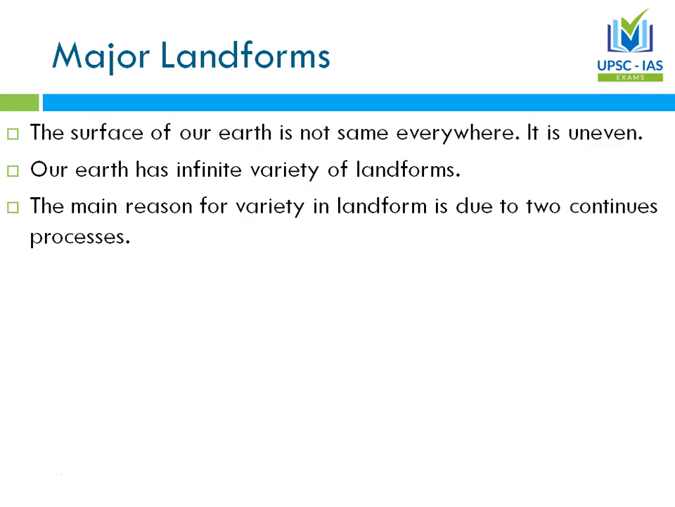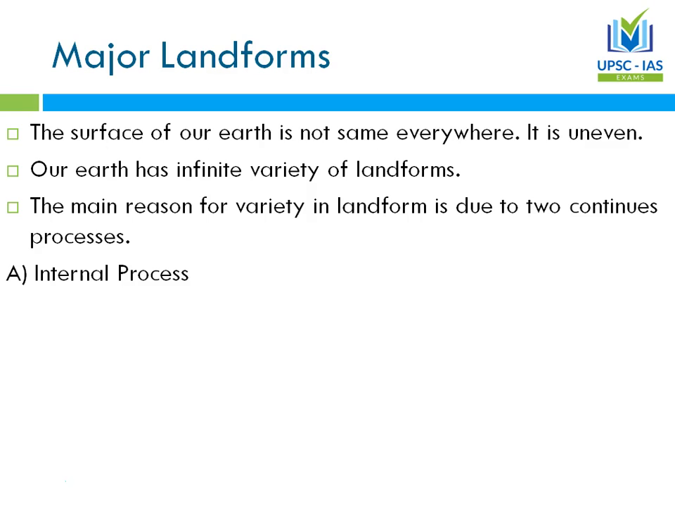Now the main reason for variety in landforms is two continuous processes. These two continuous processes keep on going all the time. As we are talking right now, these things are taking place. The first is the internal process. Now we know very well that there are different layers of our planet Earth. We are living on the surface, and below the surface we have different layers as well.